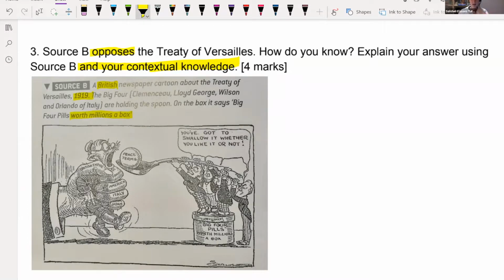Now, automatically, when I read worth millions a box, I think, right, millions, that's talking about reparations. How much were the reparations? And before I've even begun to think about what my answer is going to talk about, I'm going to jot down my contextual knowledge. So I know, depending on what figure you want to use, that it was 6.6 million pounds, or 132 billion gold marks.